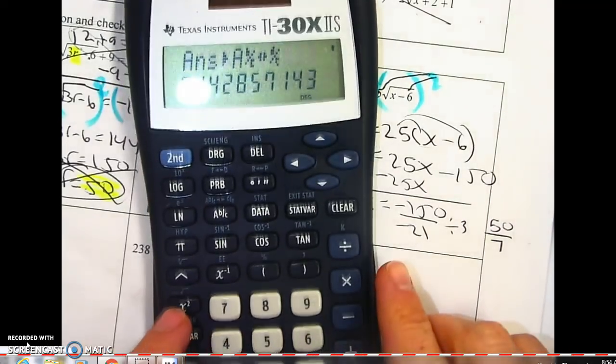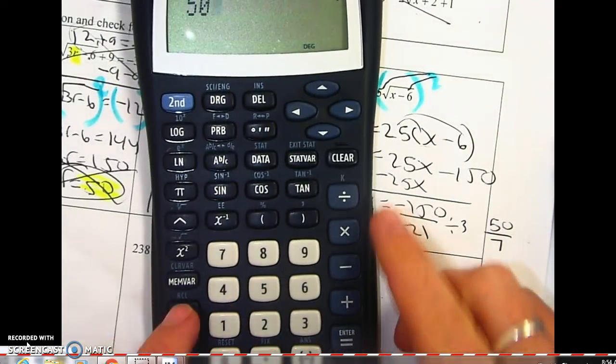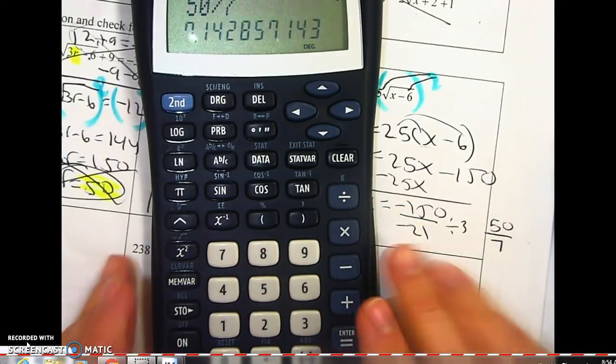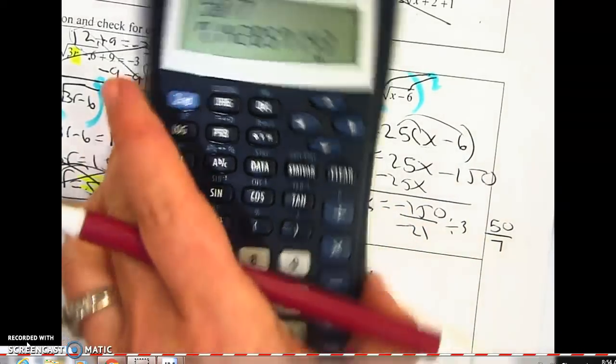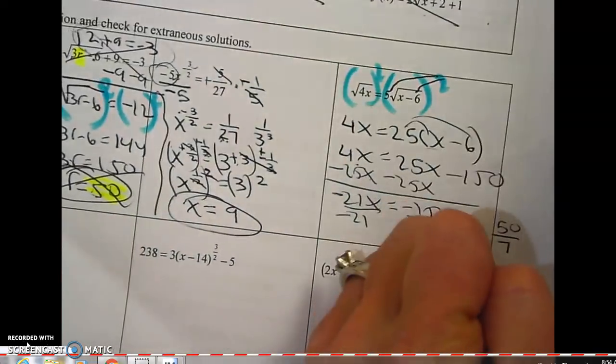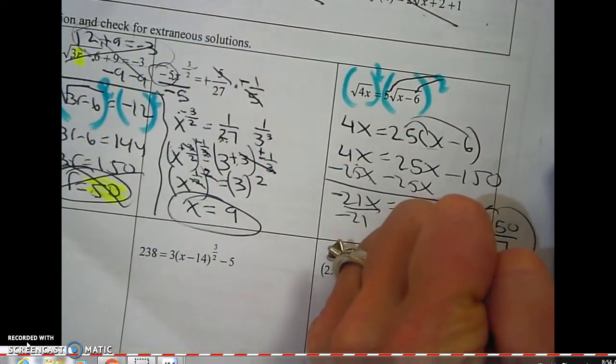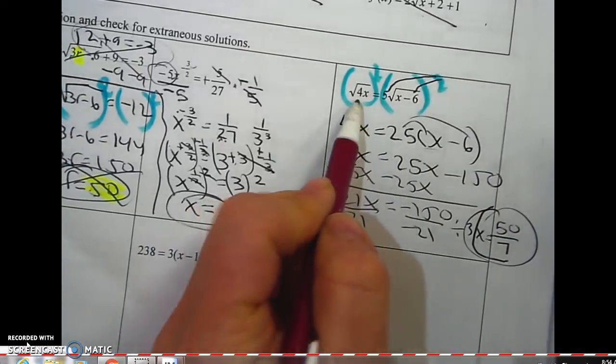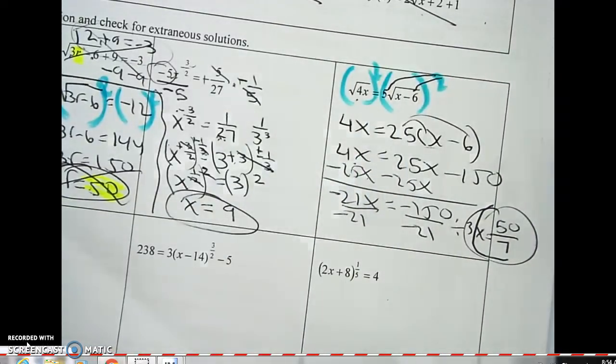But what I can do is this. 50 divided by 7. I know there's a way. So someone will figure it out. It's the same decimal approximation, so I'm good to go. X equals, let me make sure I don't plug in that. So I could just plug it in and hope that it works, and it does. All right. Let's go to the next one.